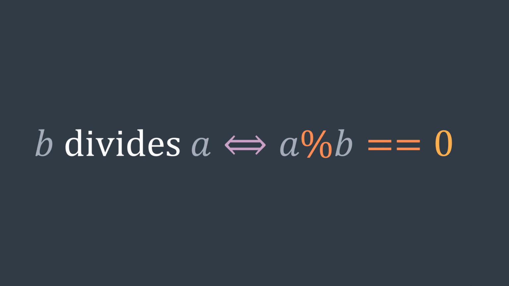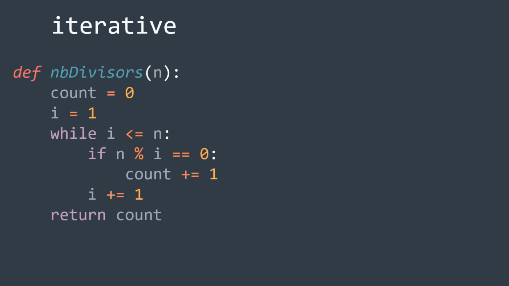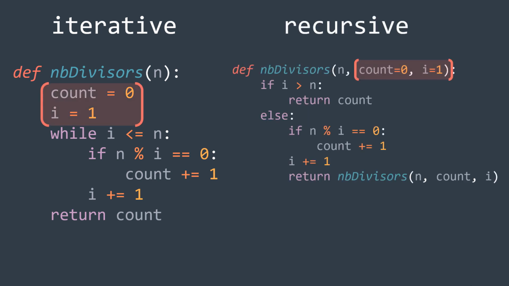We can do it with the while loop or with the for loop. Let's start with the while loop. We have count equal to 0, i equal to 1, then while i is smaller than or equal to n, if n mod i is equal to 0, we increment count, and we don't forget to increment i to move to the next integer. After the loop, we return count. Now, to turn it into a recursive function, local variables, which are count and i, become parameters whose default values are 0 and 1 respectively.